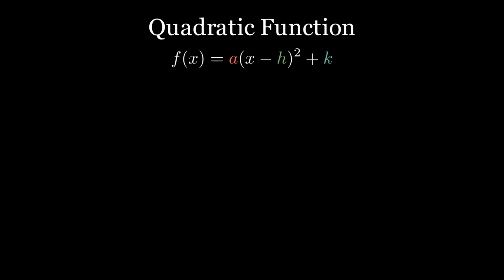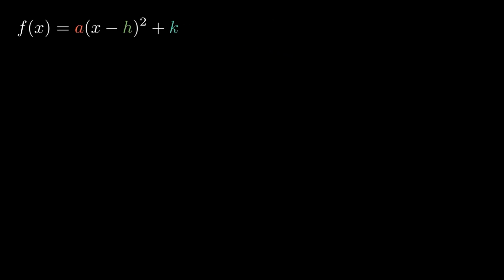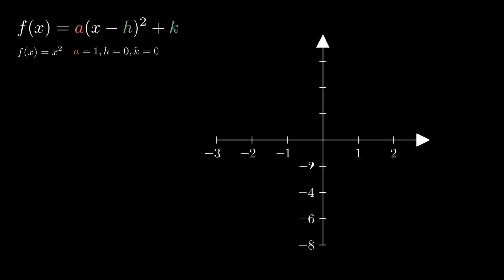Let's now see how these constants affect the graph of the quadratic function with some examples. First, we have the simplest form of the quadratic function, where a is 1 and h and k are 0. The graph of this function will be a parabola that opens upwards because a is positive. And since h and k are 0, the vertex of the parabola will be at the origin.